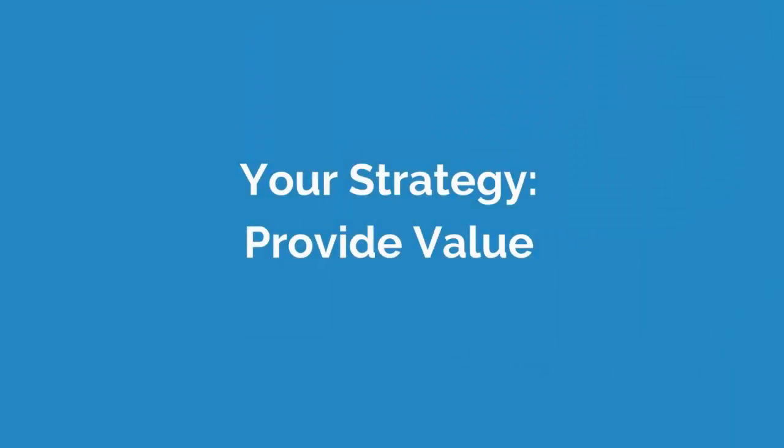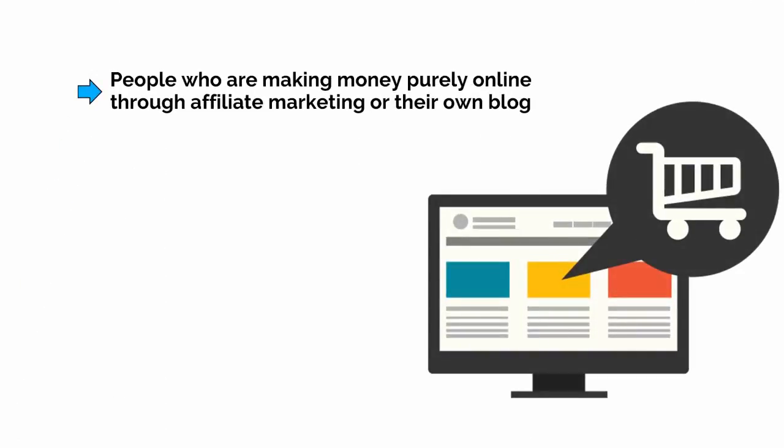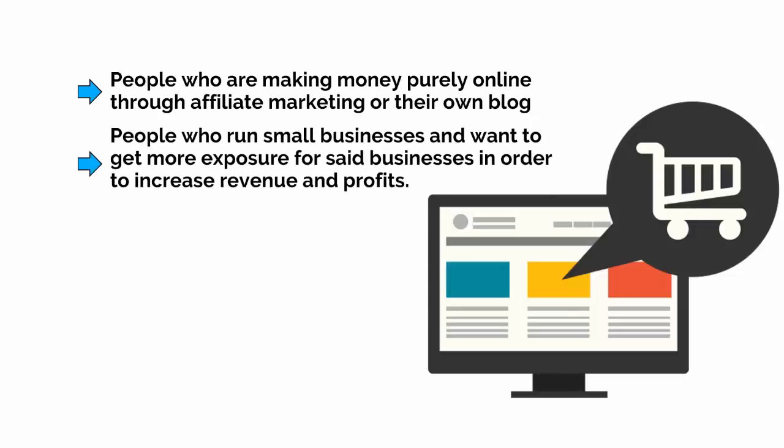Now you're up and running, you need to actually start offering some good videos that people are going to want to watch. And you're going to need to come up with a strategy in order to get people to start following. As a general rule, there are two types of people who are interested in internet marketing. Those are people who are making money online purely through affiliate marketing and their own blog, and people who run a small business and want to get more exposure for said business in order to increase revenue and profits.